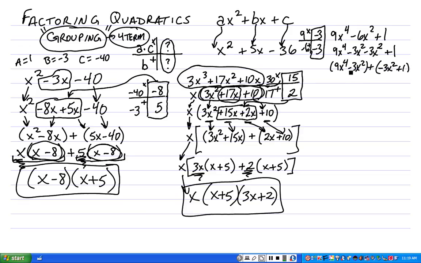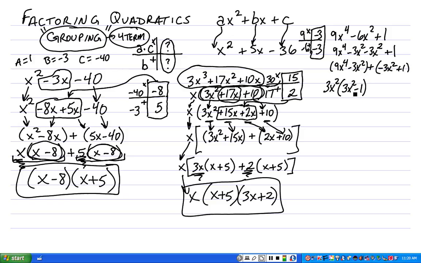Now, when I go to factor, this one I can pull out a 3x squared. If I pull out a 3x squared, that leaves me a 3x squared there minus a 1.